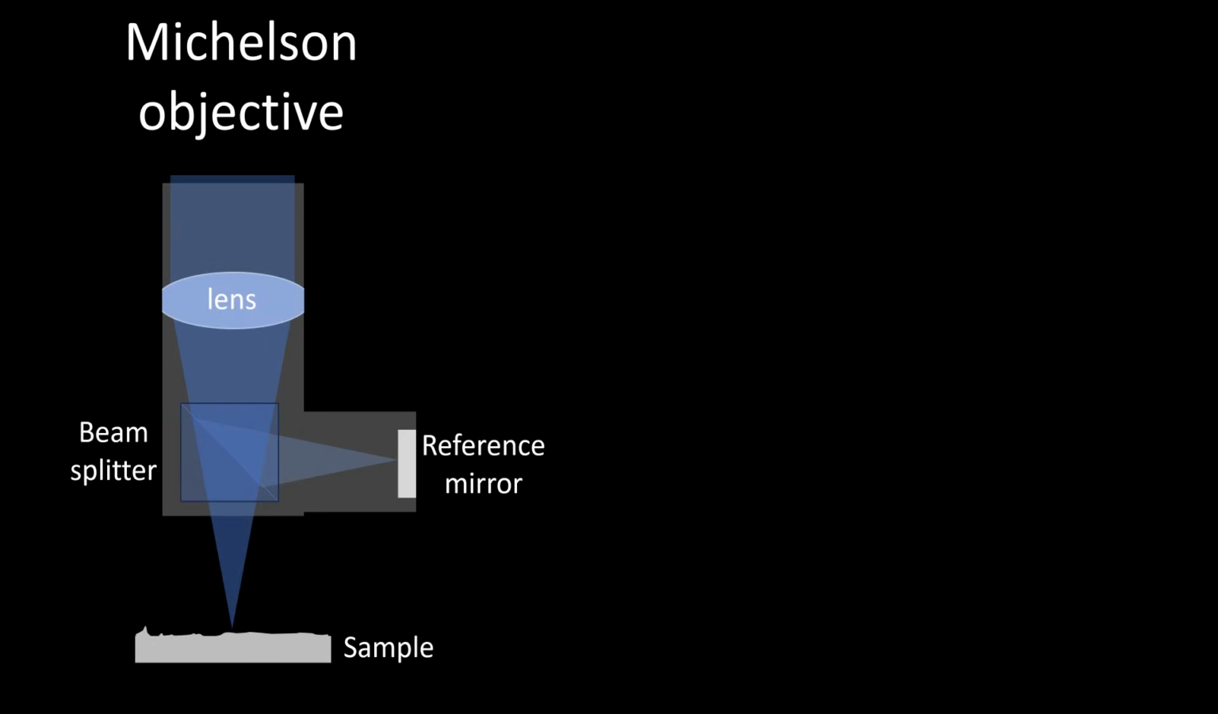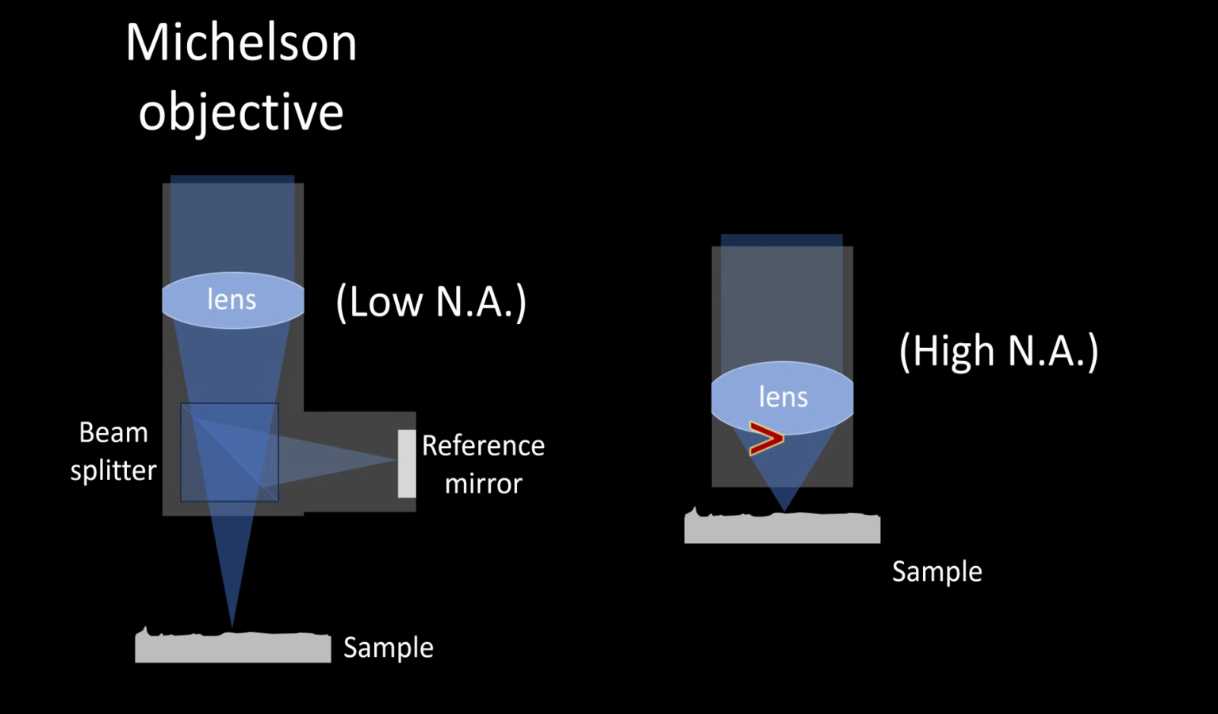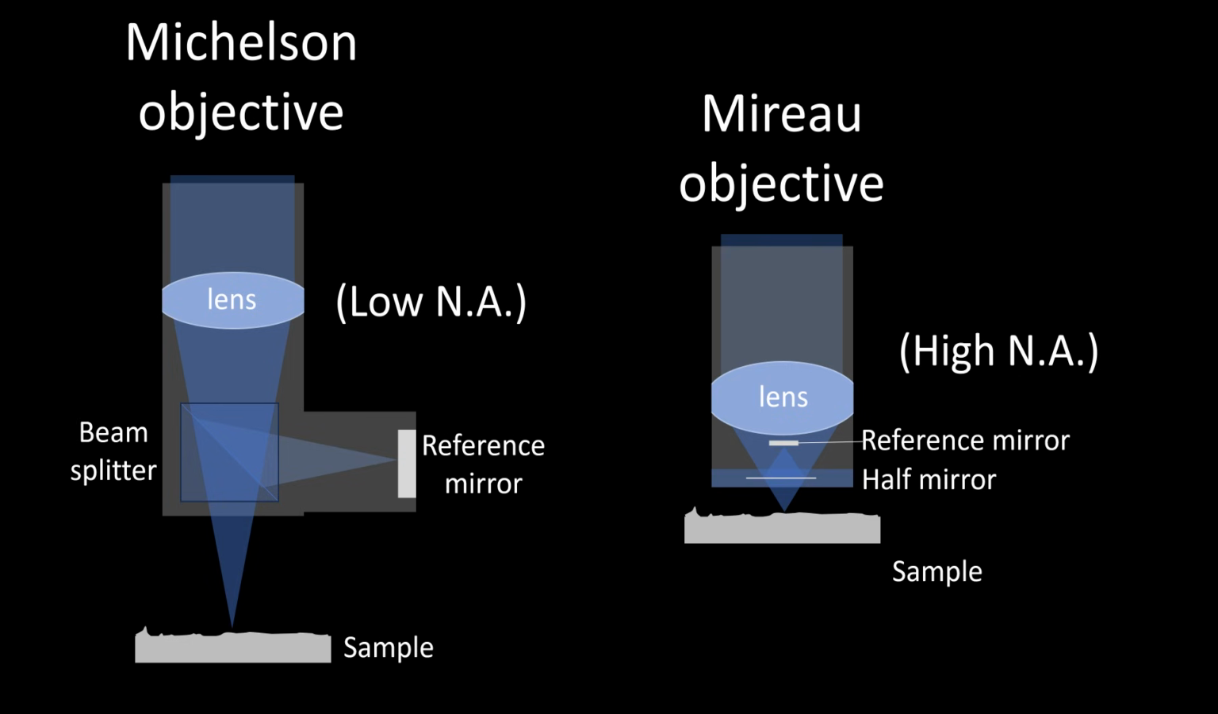Michelson objectives are only suitable for relatively low magnifications, because higher magnifications require a higher numerical aperture, and there just isn't enough space to place a beam splitter and a reference mirror between the objective and the sample. So that is why higher magnification objectives are constructed differently, in a so-called Mirau configuration.